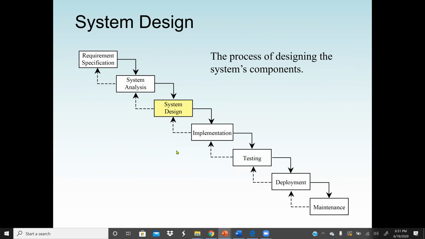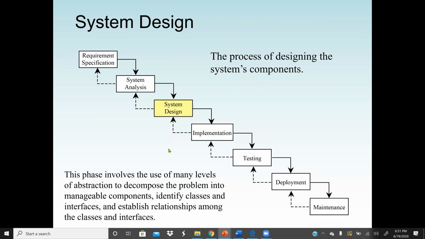This is again where the process of designing the system component, coming up with the algorithms or the models, decomposing it. If the problem is very large, we have to break the program into smaller units. Then we can manage it more easily. So this phase involves the use of many levels of abstraction to decompose the program into manageable components. We can identify our classes here, interfaces, and establish relationships among the classes and also the interfaces.